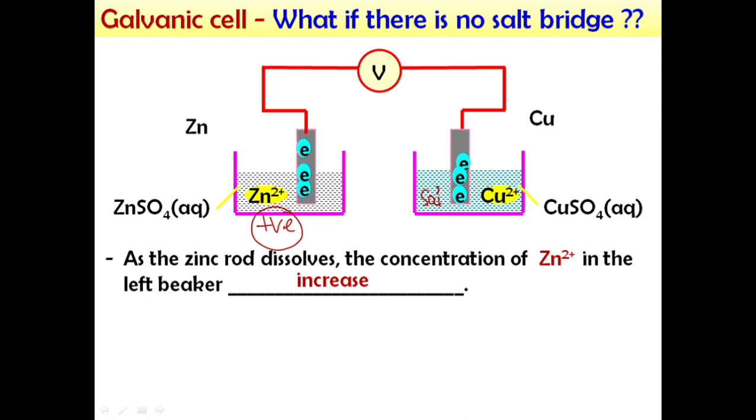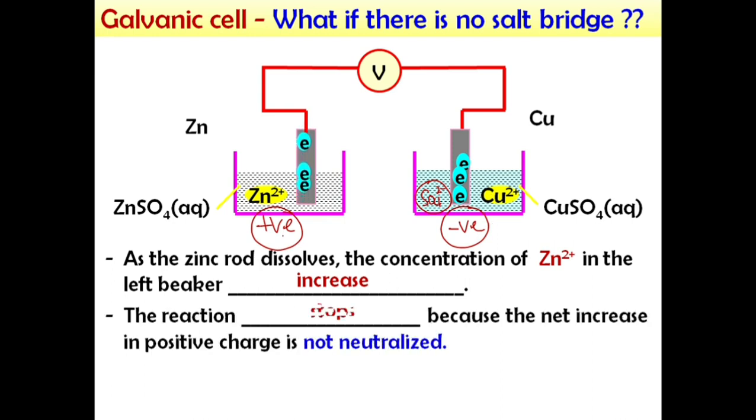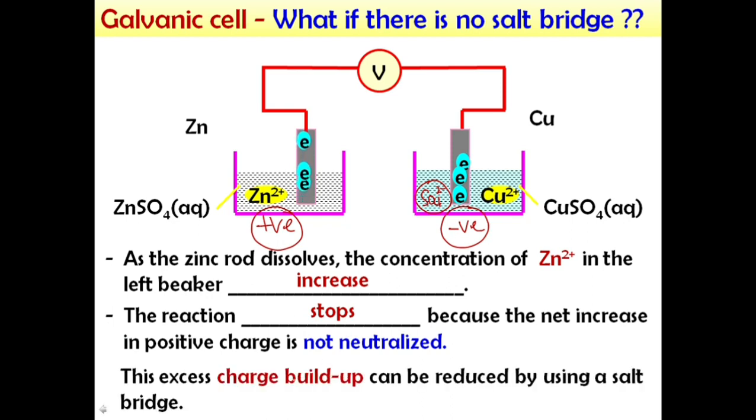SO4 2- ion. So makin lama makin banyak negatively charged ion. Jadi ini menyebabkan reaction stop because the excess positive and negative charge is not neutralized. So salt bridge boleh kurangkan this excess charge build up, okay, and therefore will maintain the electrical neutrality. Okay, so hopefully boleh faham dekat sini macam mana how does the salt bridge work.